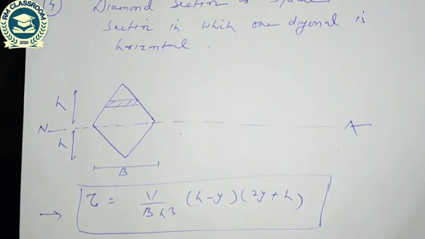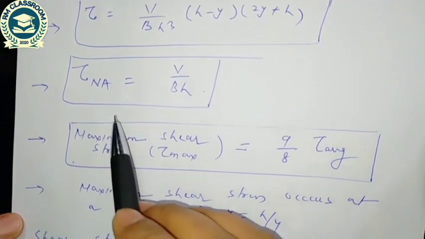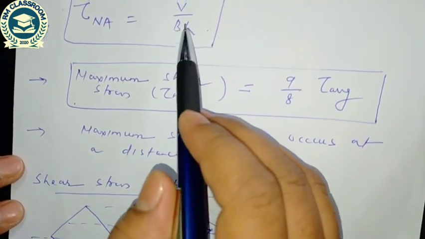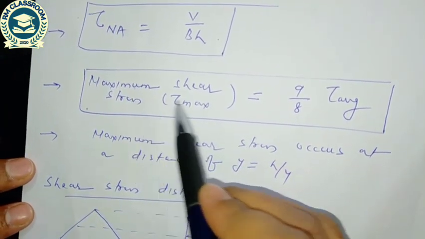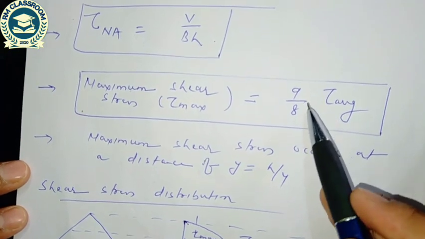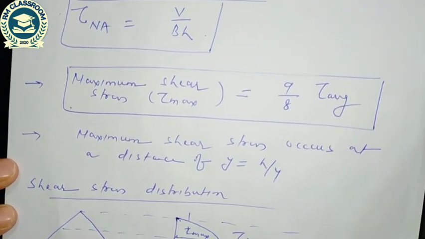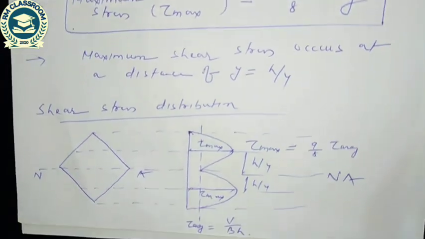We have seen the expression of maximum shear stress and shear stress at the neutral axis. So the shear stress at the neutral axis is nothing but V by BH, and the maximum shear stress is 9 by 8 times tau average, and this is the distribution of the shear stress. So dear learner, today I have discussed about the three sections. First one is circular section, second one is triangular section, and the third section is diamond section or a square section in which one diagonal is horizontal.